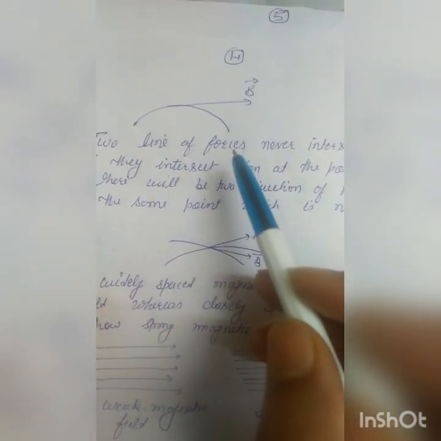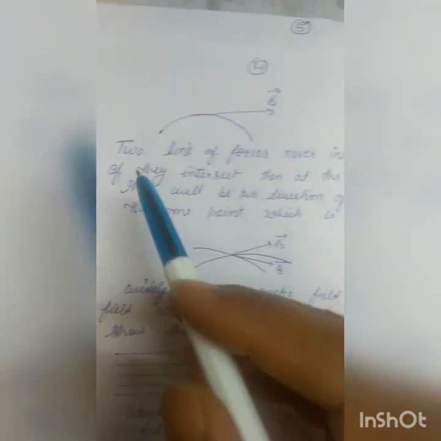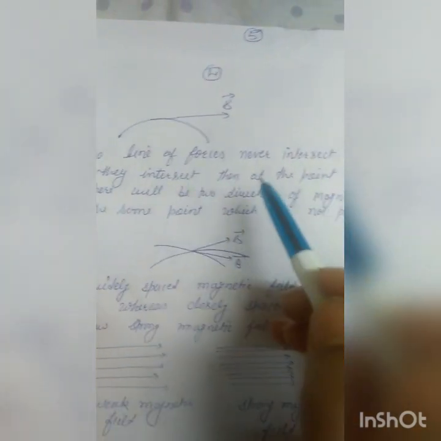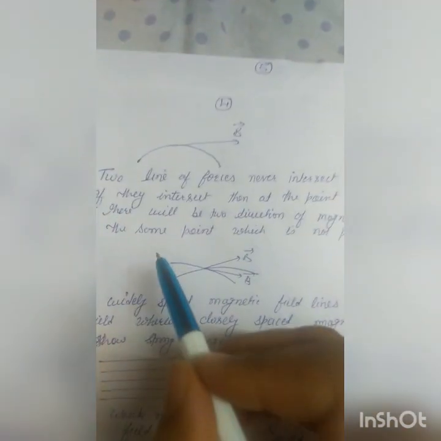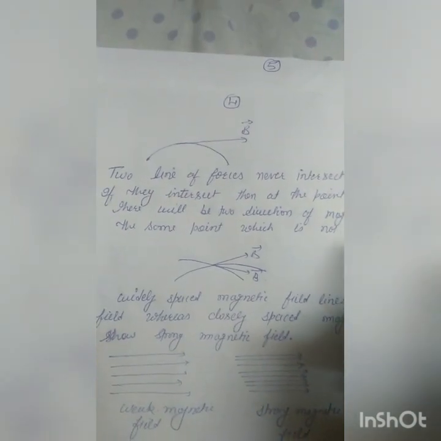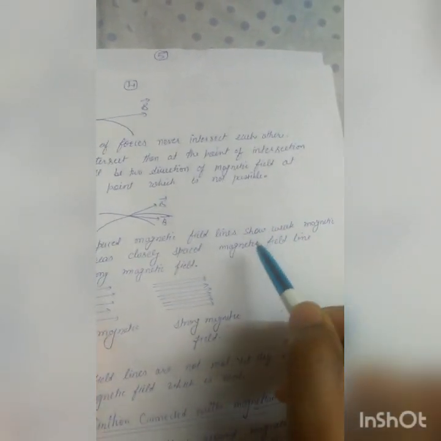Third, two lines of force never intersect each other. If they intersect, then at the point of intersection there would be two directions at a point, which is not possible, right? Next point, widely spaced magnetic field lines show a weak magnetic field, whereas closely spaced magnetic field lines show a strong magnetic field.